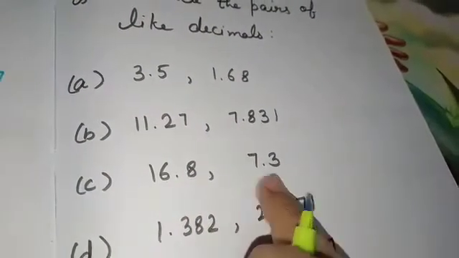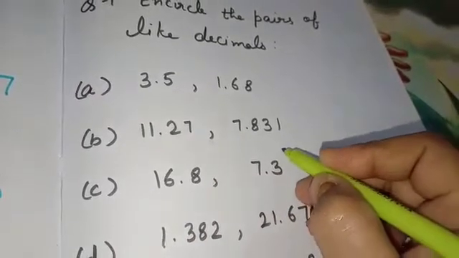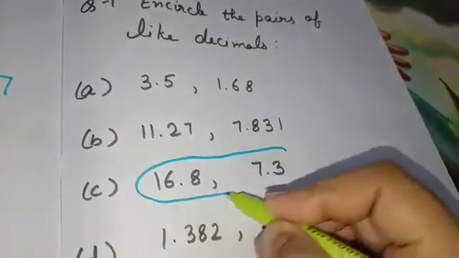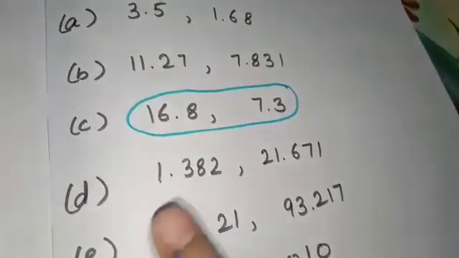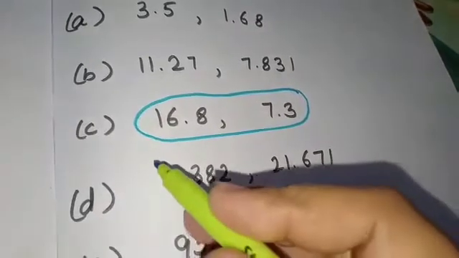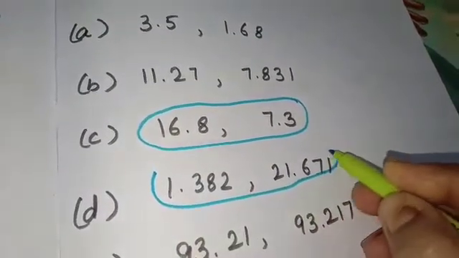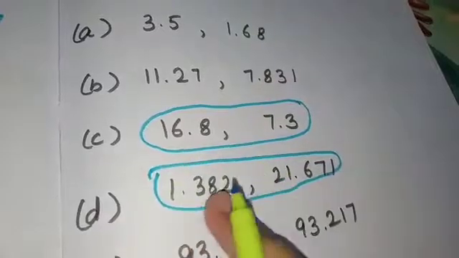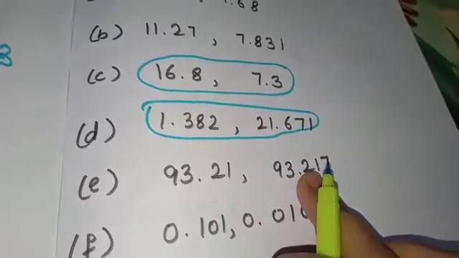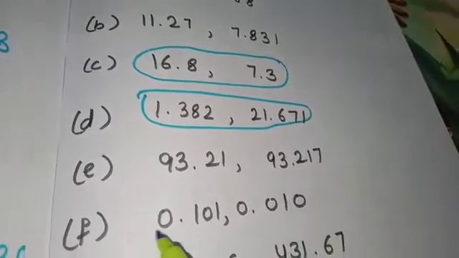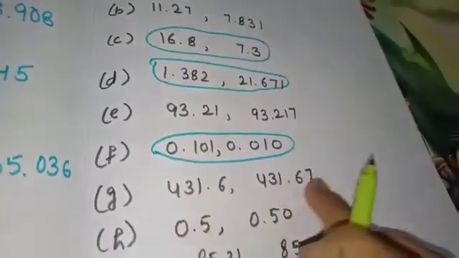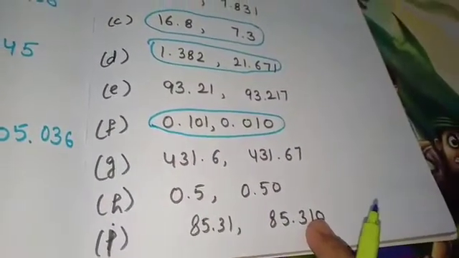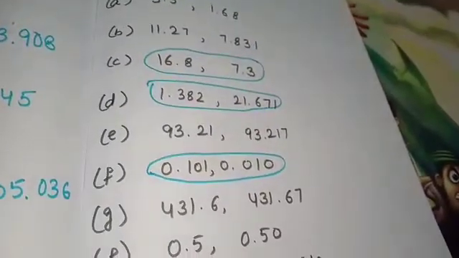Yes, in this part the number of digits is the same, so this is a pair of like decimals. You will encircle this. In the same way, in part D we have 3 and 3, the same number of digits. We will not check the digits before the decimal, we will just check the number of digits after the decimal. In the first question we just have to find the pairs of like decimals. So these 3 are also not like decimals. This completes question number 1.